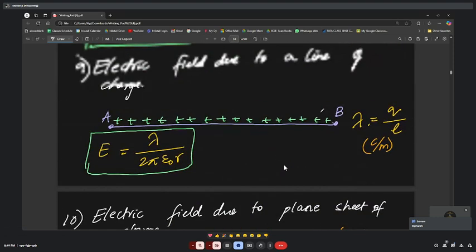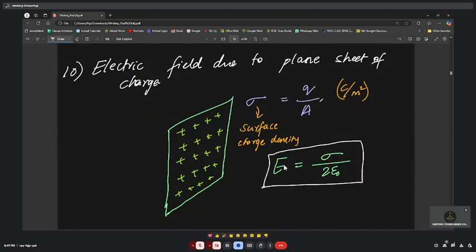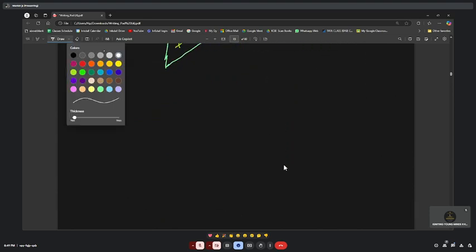So we saw for a line of charge. Now we have seen for a plane sheet of charge. So this is how it is. Next, last but not the least, we are going to understand what is electric field due to a spherical shell. The last one, the last concept.